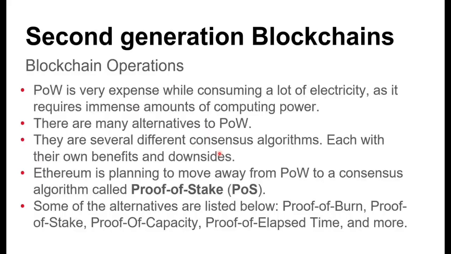Proof of work is very expensive, consumes a lot of electricity, as it requires an immense amount of computing power. And again, there are alternatives to proof of work. Ethereum, with Ethereum 2, is planning to move toward proof of stake. As a matter of fact, one of the Ethereum test networks is already using proof of stake. Some alternatives listed below, you can see here, to the proof of work consensus algorithm: proof of burn, proof of capacity, proof of elapsed time, and there are many more.